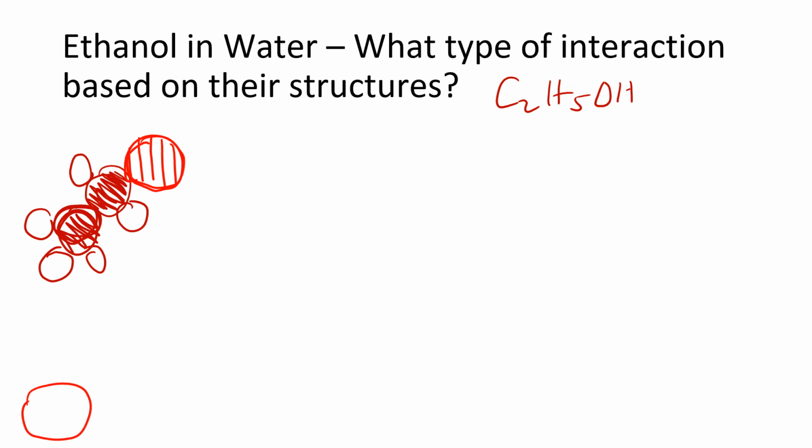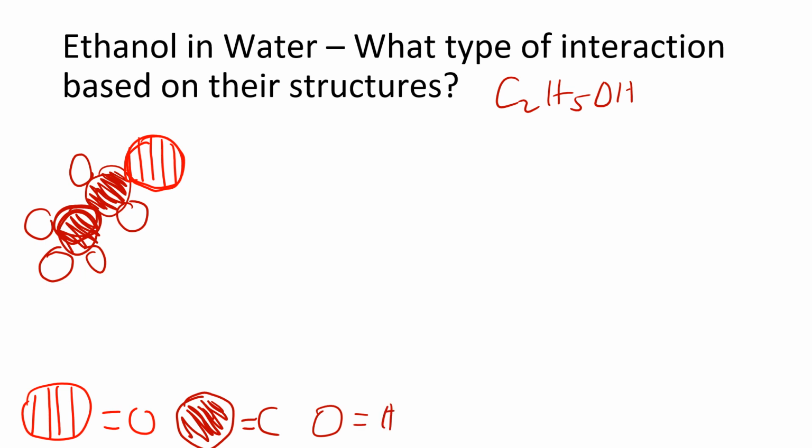So our key: that's O, carbon, H. So it's just interacting with a water. So then let's do a structure for water. So what type of interaction?